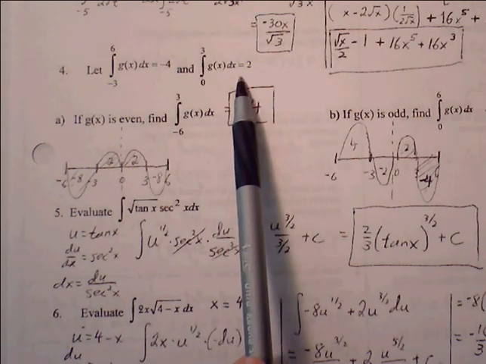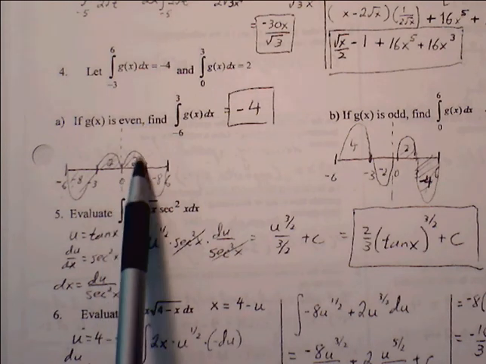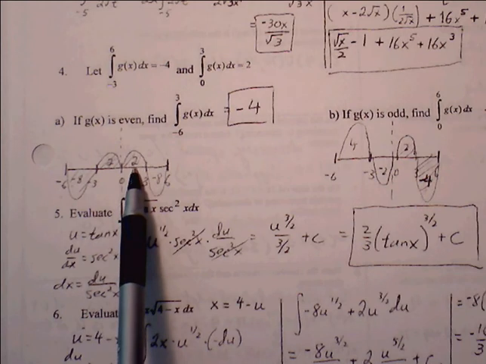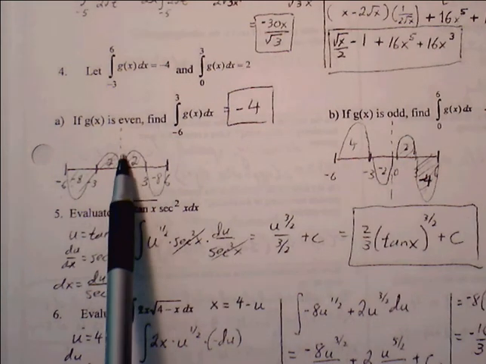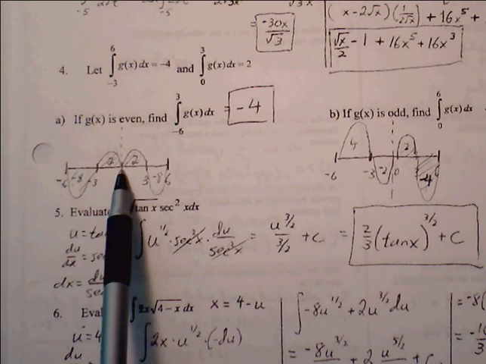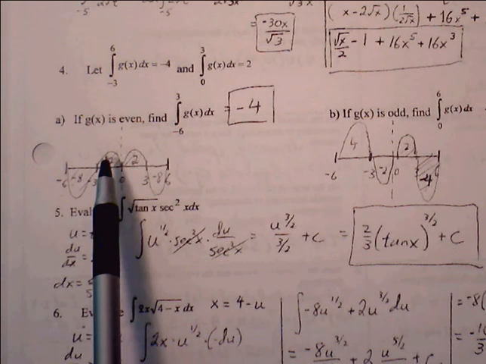From 0 to 3, definite integral is 2. So from 0 to 3, we know the net sum is going to be positive 2. So I'm going to just create a little portion and call that area 2. Now, if this portion is 2, then we know this portion from negative 3 to 0 must be 2 as well. Otherwise, we can't have a graph that's an even function.